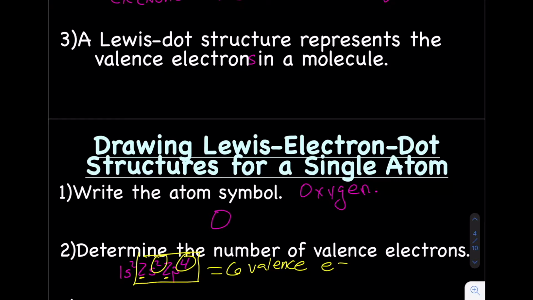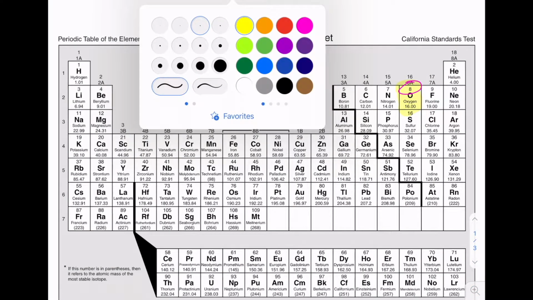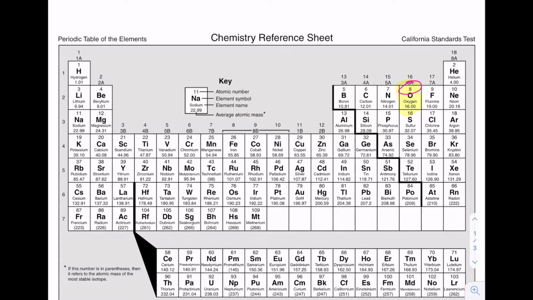But I'd like to now remind you of an easier way to do that, and that's just to look at the atom's location on the periodic table. All the atoms in group 1 or 1A, which means hydrogen, lithium, sodium, potassium, rubidium, cesium, francium, they all end in s1, which means they have 1 valence electron. Everything in group 2 or 2A ends in s2, which means they all have 2 valence electrons.